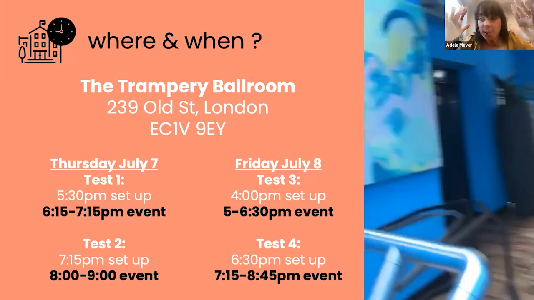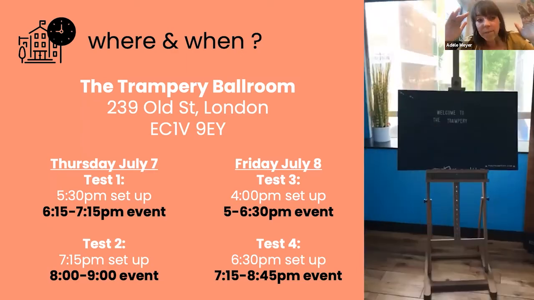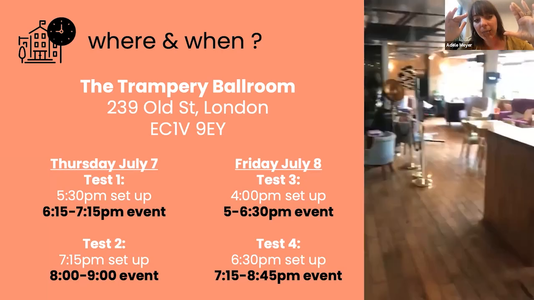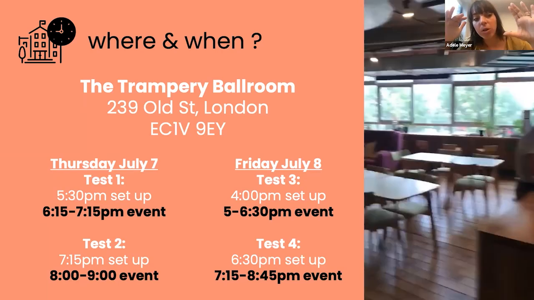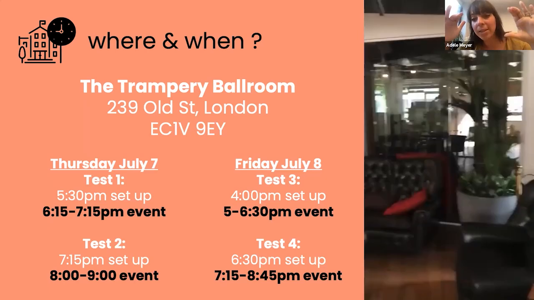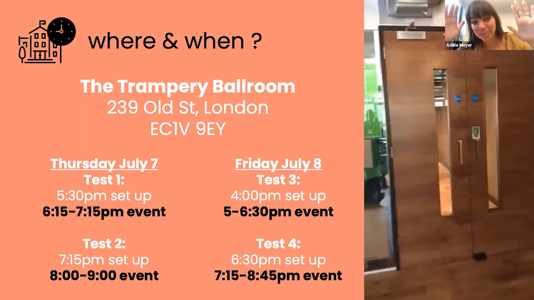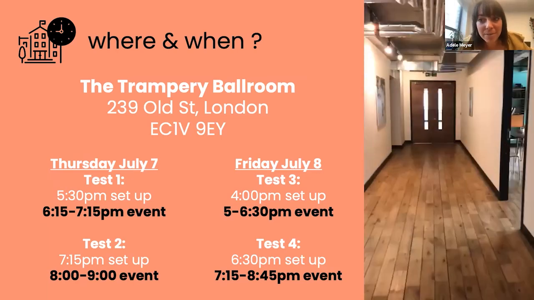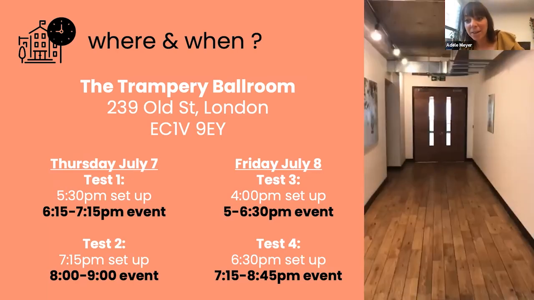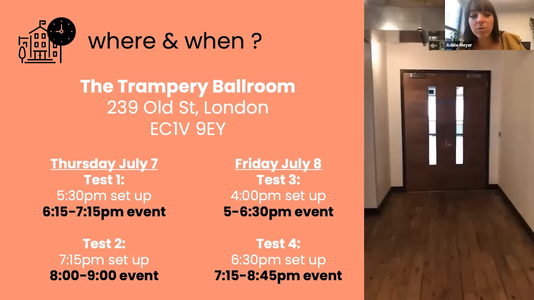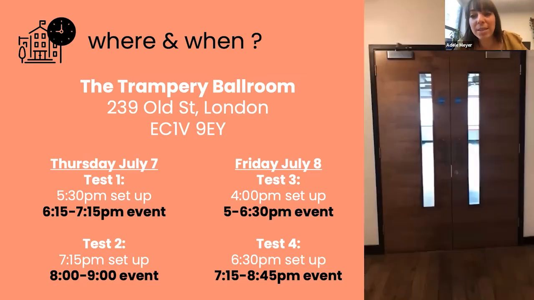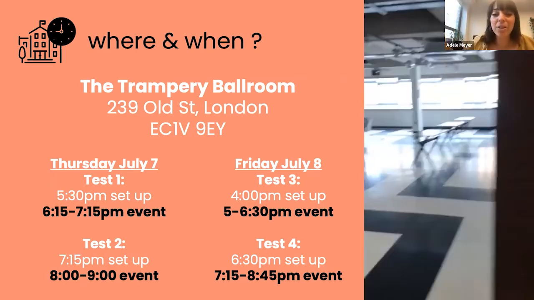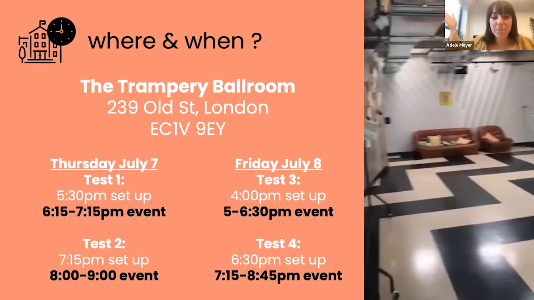On Thursday, July 7th, you could arrive at 5:30 to set up for the 6:15 to 7:15 p.m. event. Or you could arrive at 7:15 to test during the 8, or on the Friday, you could arrive at 4 o'clock to do a 5 to 6:30 event. Or you could arrive at 6:30 to do a 7:15 to 8:45 p.m. event. Ellie is now entering the ballroom where the test will take place.